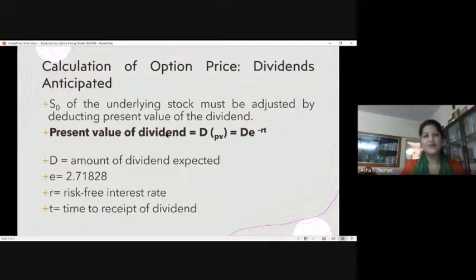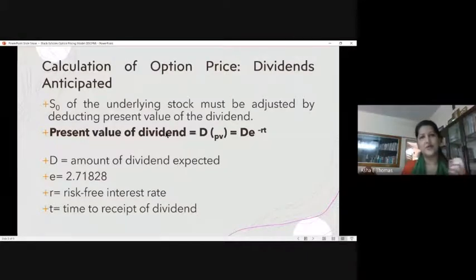And the third one which we would be looking at in our class is calculation of option price when a dividend is anticipated. Because in our first one, we assumed that the declaration of dividend is not happening during the holding period, till the date of expiry. That's what we learned in the first. Now, what if you receive the dividend during the holding period?